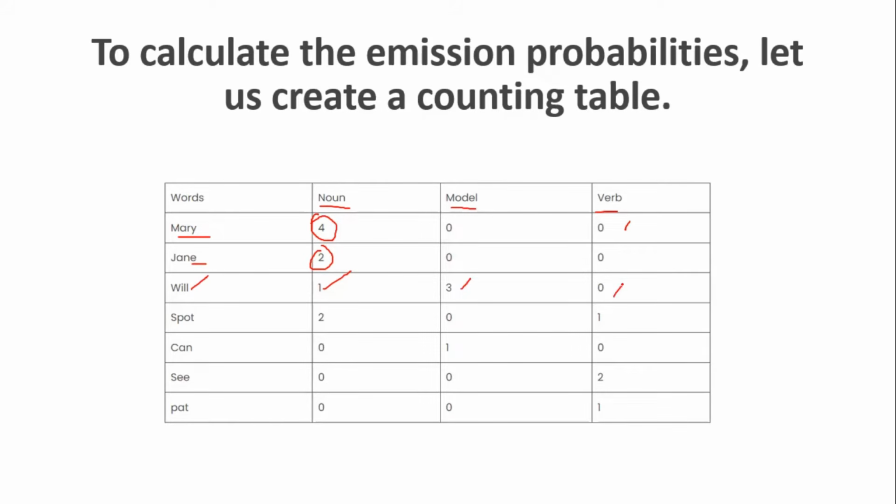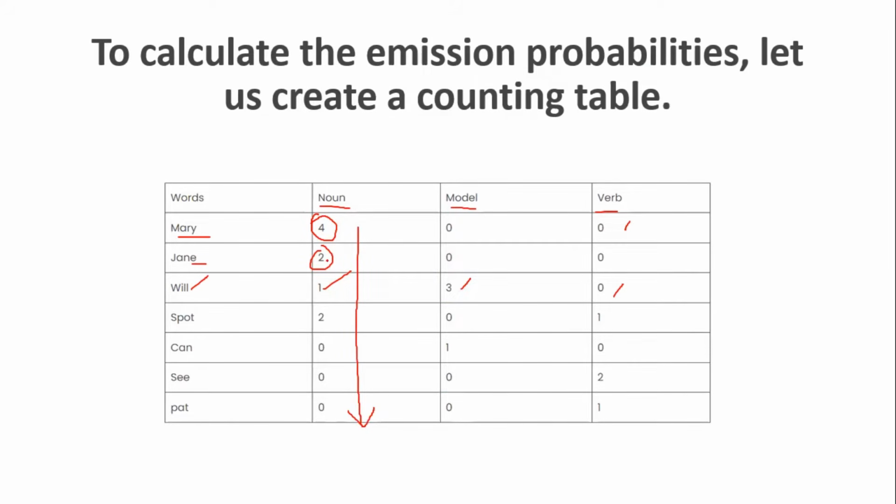In this way, for every word, you need to find the number of times that word appeared as noun, modal, and verb. From this, we can calculate this table. After getting this, you need to divide each column by the total number of their appearances. For example, if you take the first column, find the sum of this column's values.